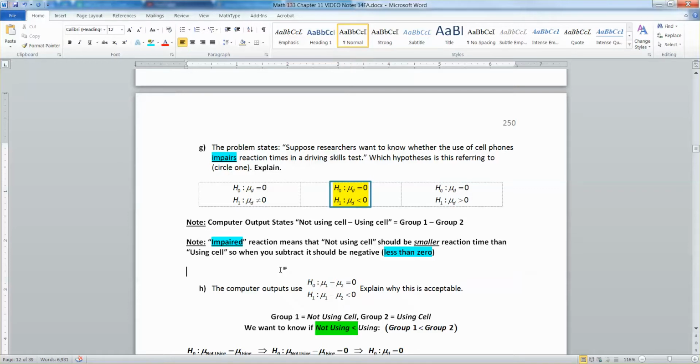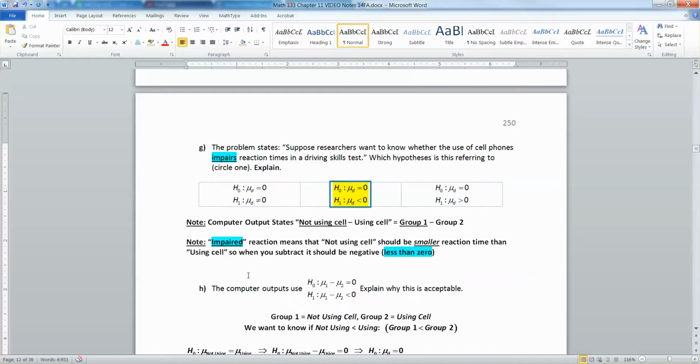Just on a side note here, remember, this is not the first time we've run into this. You've got to be very, very careful with how you set up your hypotheses, because hypotheses can go left-tailed or right-tailed depending on how you set them up. It isn't really about the word impaired. It's about the word impaired and which group was first. So because the not using cell group is first, and that should be the smaller group, that should be the one with lower times, that's what makes this less than 0. If it was the using cell group, then it should actually be more than 0. So it all depends on which group you set up to be group 1. Because group 1 is your not using cell group, your leader group. That's why this is less than 0.